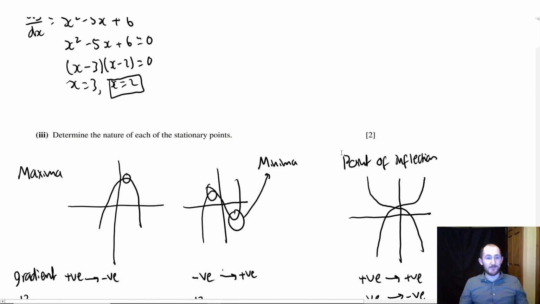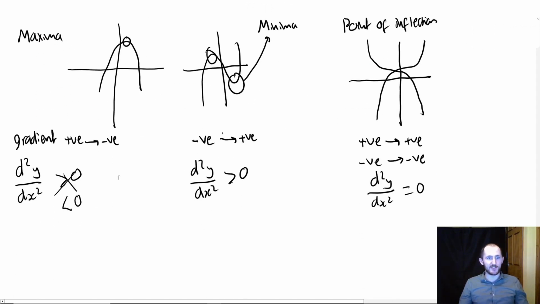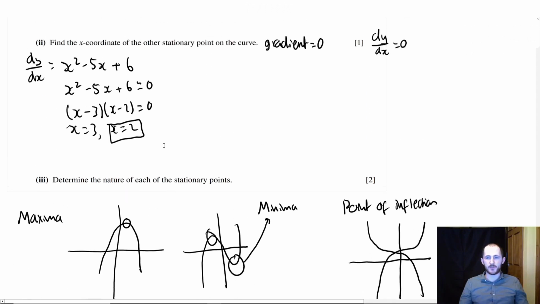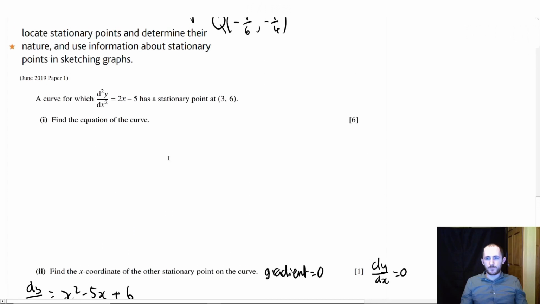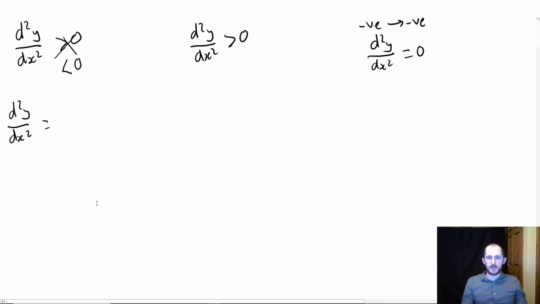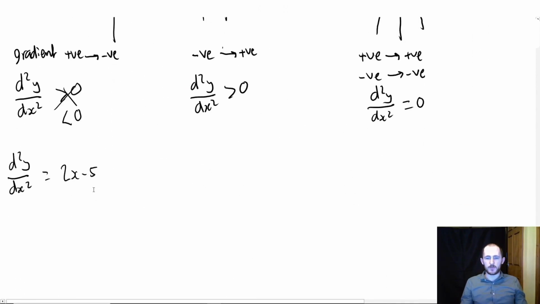So, this is a 2-mark question. You obviously don't need to do all of this. Let's have a look. We need to determine the nature of each of the stationary points. So what I'm going to do is write down what d squared y by dx squared is. 2x minus 5. Nice and easy peasy. And we need to determine the nature of both stationary points. One stationary point is when x equals 3, so let's do that.